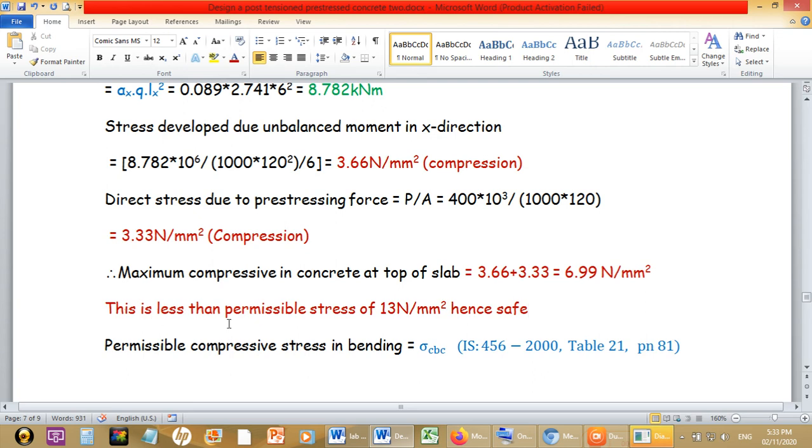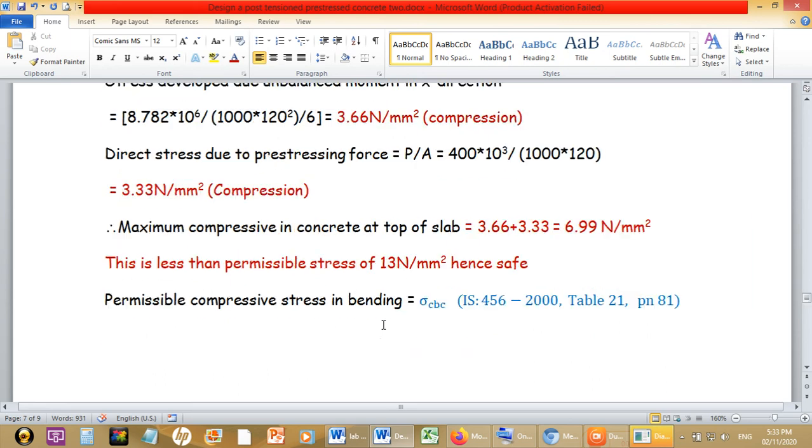Now the comment I have written here: this is less than the permissible stress of 13 Newton per mm square, hence safe. See here, the total compressive stress developed is 6.99, and the permissible stress, from where do we get it? We get these permissible stresses from IS 456 2000, table 26, page number 81. In the slide below I have given that table. So actual stresses are less than the permissible stresses, hence the given structure is safe.